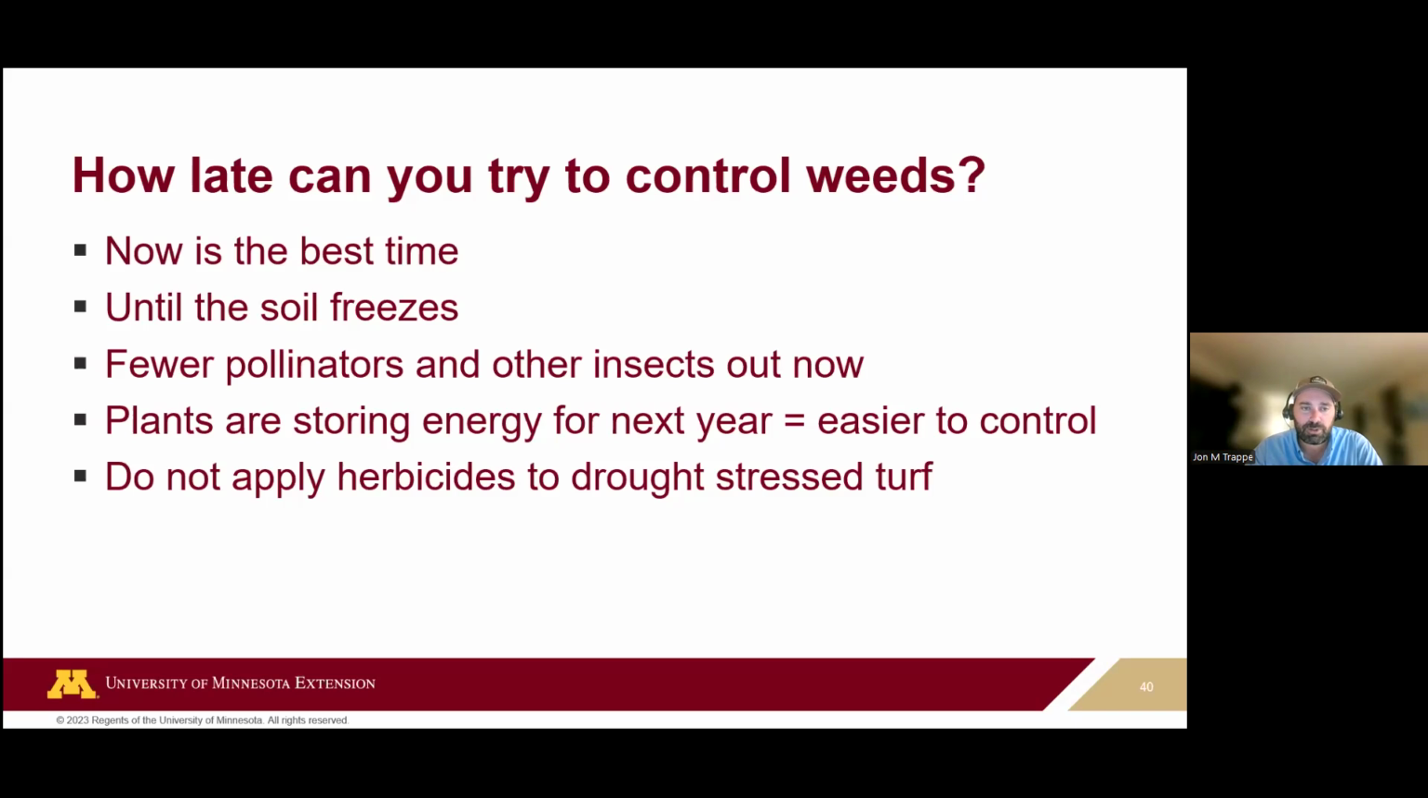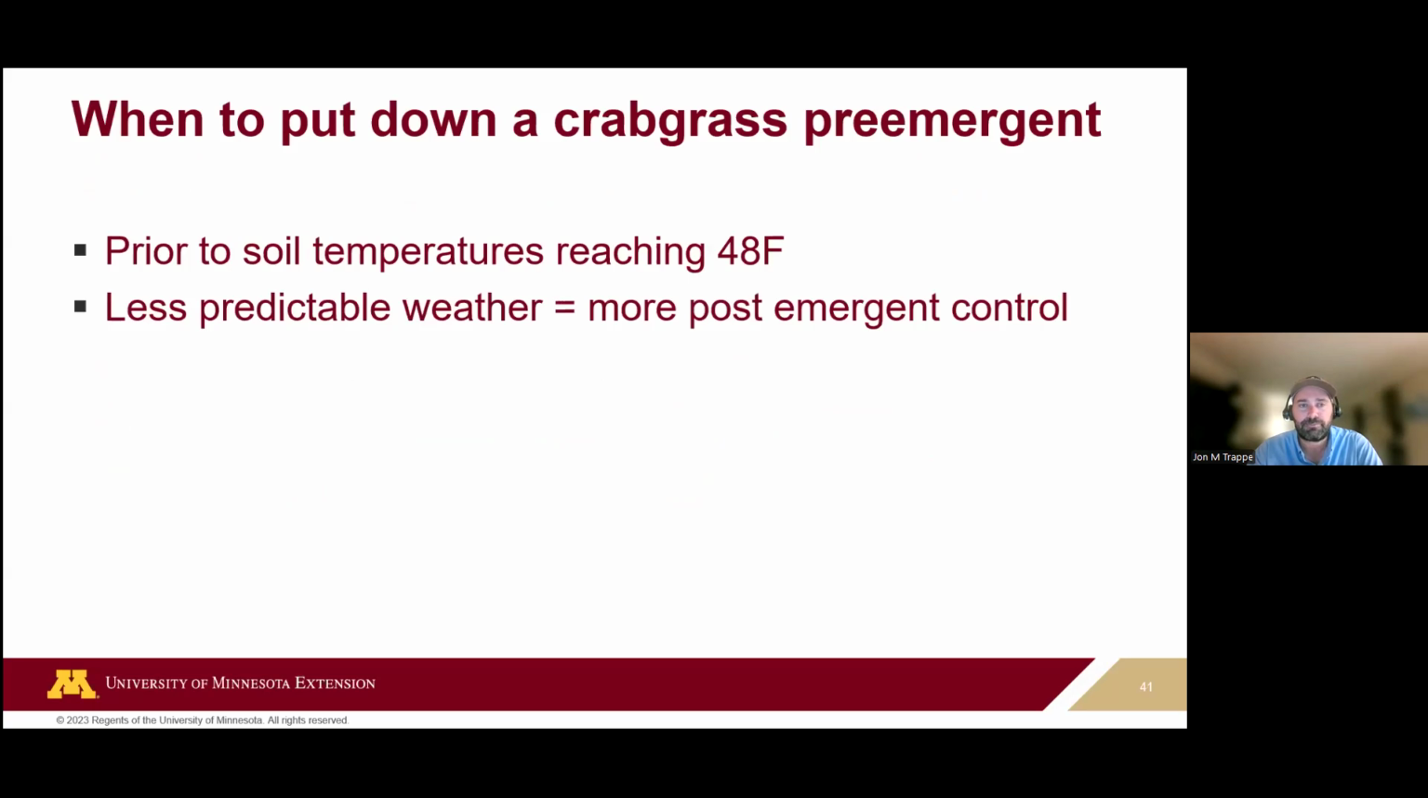Now, the important footnote here is do not apply herbicides to drought-stressed turf. If you have an unirrigated lawn and it hasn't been watered, you haven't had any rainfall, I would avoid applying any herbicides and stressing out that turf anymore. If you can't water but you do have a lot of weeds, it may be a situation where you just toss in the towel and wait for next year. So it's really site specific, but that is something to consider there.